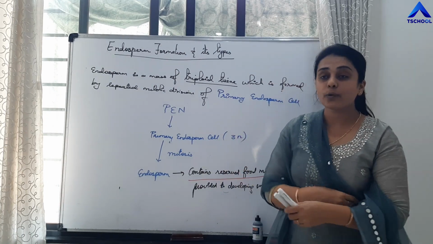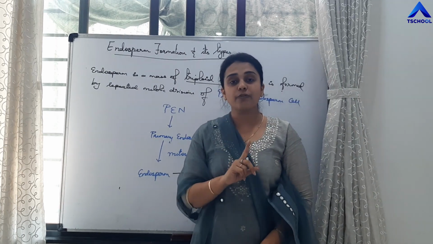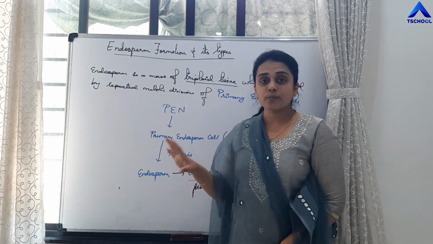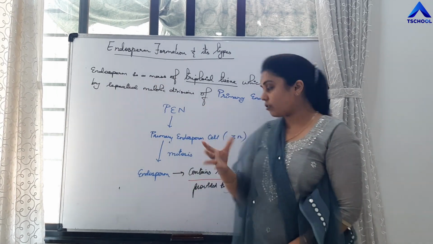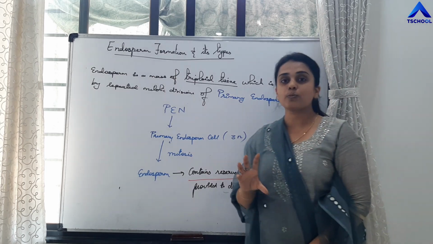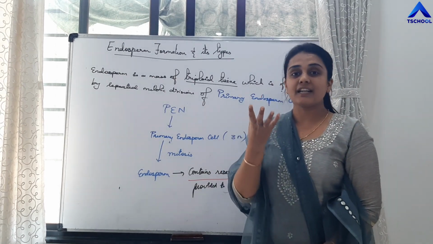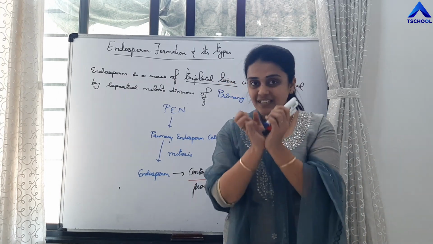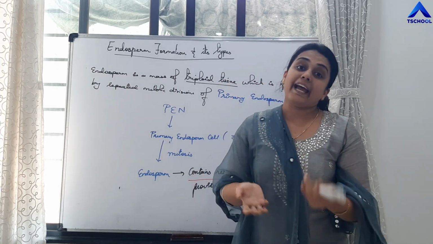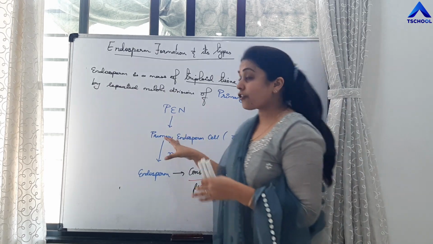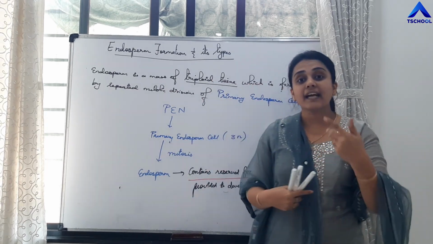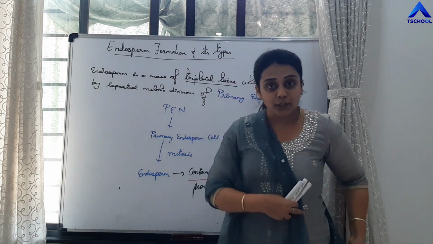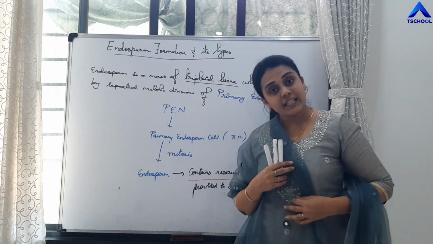So now I hope you understand why endosperm formation precedes embryo development. Once endosperm is thoroughly formed and all the reserved food is there, the embryo will start developing, and as the embryo grows, it starts consuming the endosperm. Clear? So we can say that endosperm gets consumed by the embryo during the formation of seed.